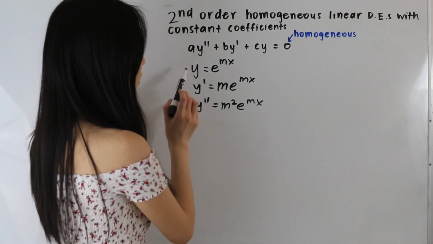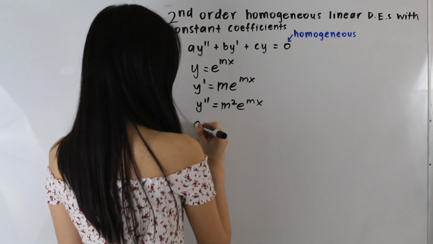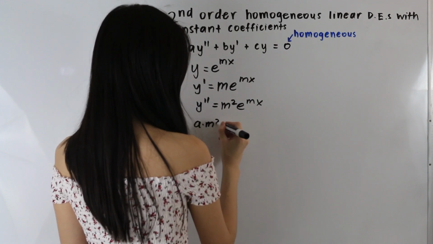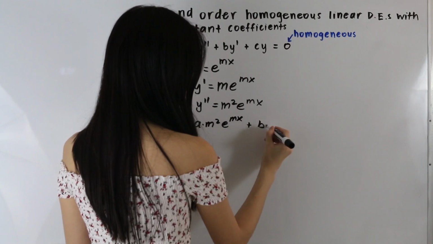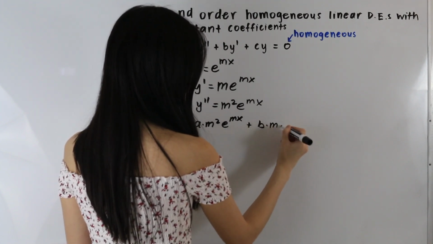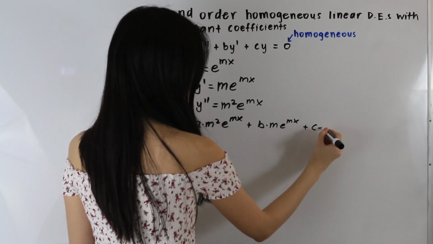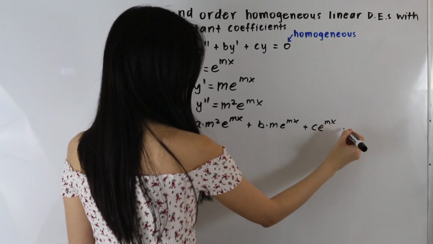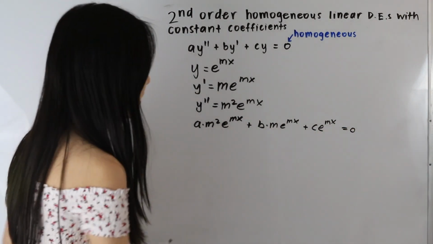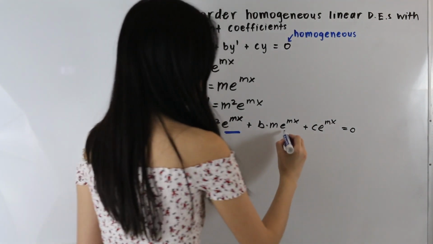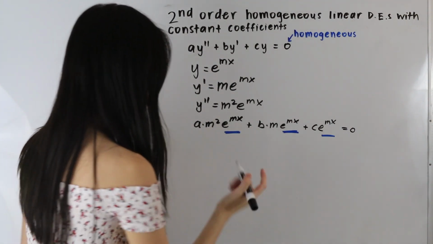So let's go ahead and plug in y prime and y double prime into our equation. So we have a times m squared e to the mx plus b times m e to the mx plus c e to the mx is all equal to 0. And so we can see here that we have a common term. We have this e to the mx term here and here and here. So we can go ahead and factor that out.